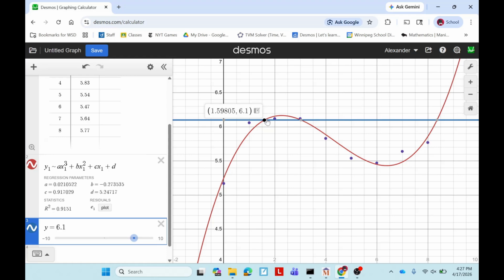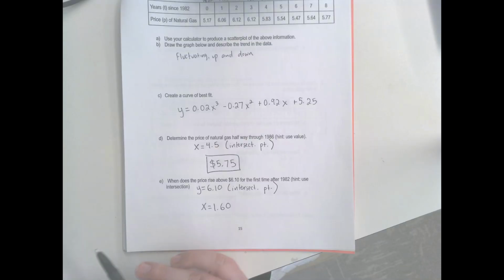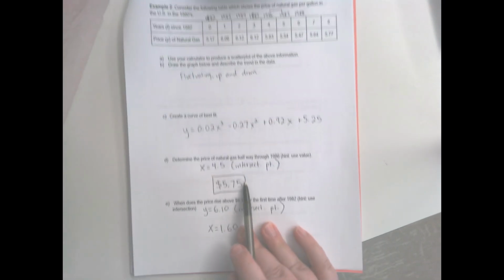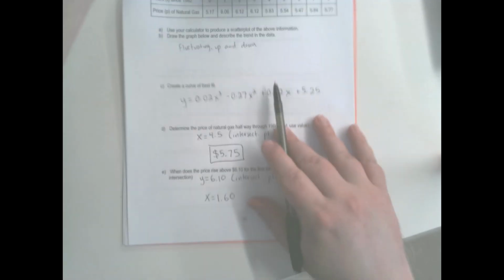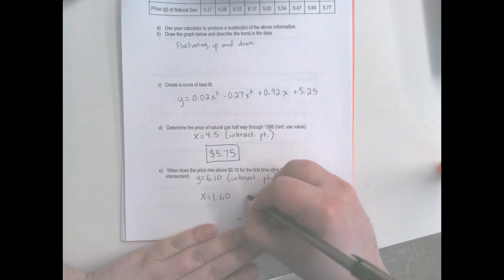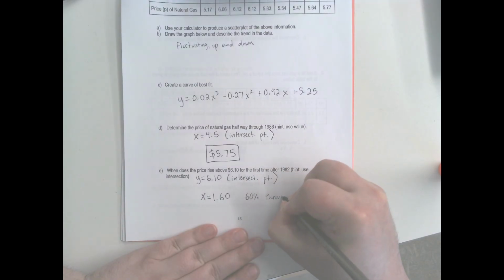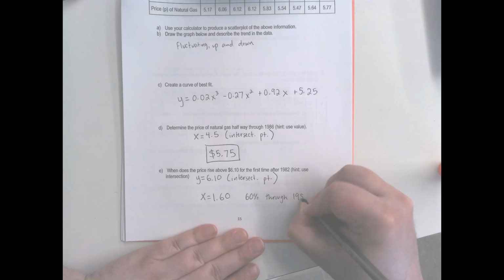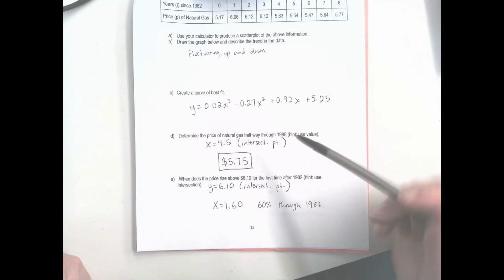Well, just going to flip back to the notes one more time. But if it's 1.60, that means that it is sometime between year 1 and year 2. So I would say it's about 60% through 1983.